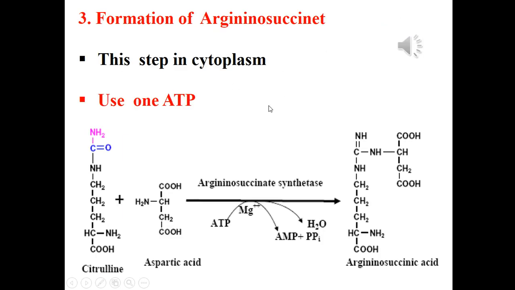The third step of the urea cycle is formation of arginosuccinate. This step occurs in the cytoplasm of the liver and uses 1 ATP. Citrulline with aspartic acid leads to formation of arginosuccinate, or arginosuccinic acid. This reaction is catalyzed by the arginosuccinate synthetase enzyme. It means it will consume 1 ATP. So the count of ATP-consuming steps is now 2, and we should pay attention to the steps that consume ATP.